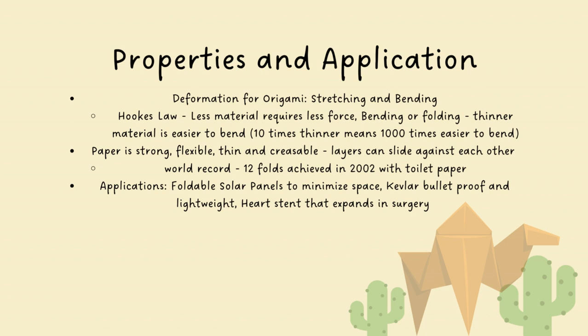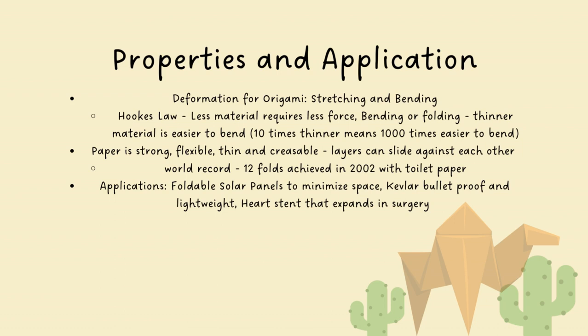technology. So, going into the properties and applications of origami. For origami to occur, deformation must occur. That is, stretching and bending of the choice of material. Now, Hooke's law is essential to this. Hooke's law describes stretching, where it says that less material requires less force to stretch. Bending or folding says that a thinner material is easier to bend, i.e., a material that is 10 times thinner will be 1,000 times easier to bend.